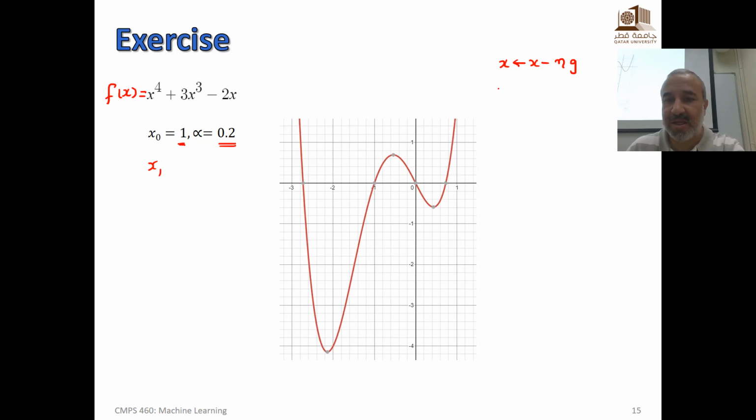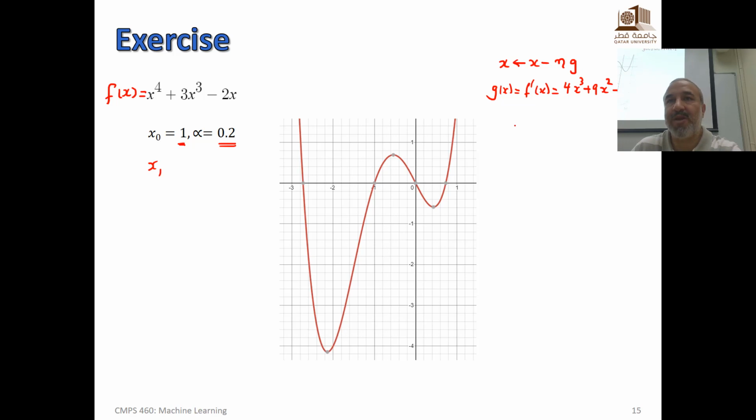And what is g? g is the gradient. So let's say that g of x is the derivative of f, right? So f prime of x, which is what? Can you tell me? It's 4x cubed plus 9x squared minus 2. That's calculus, right? Then we can apply the rule now.